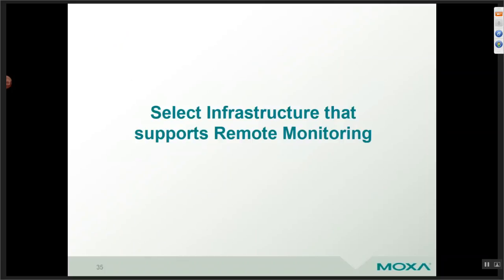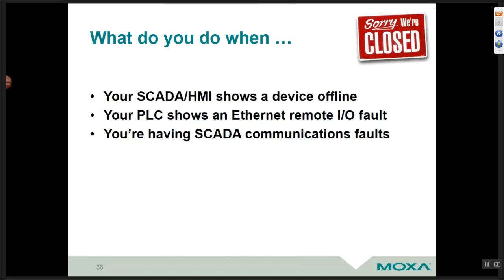So another best practice is to select infrastructure that supports remote monitoring. I'm going to spend just a few minutes talking about that. What do you do if your SCADA or your HMI shows a device that's offline? What if your PLC shows an Ethernet remote I/O that's faulting or not functioning properly? What happens if you're having SCADA communication faults? All these things can really hamper efforts to get data to where it needs to be.